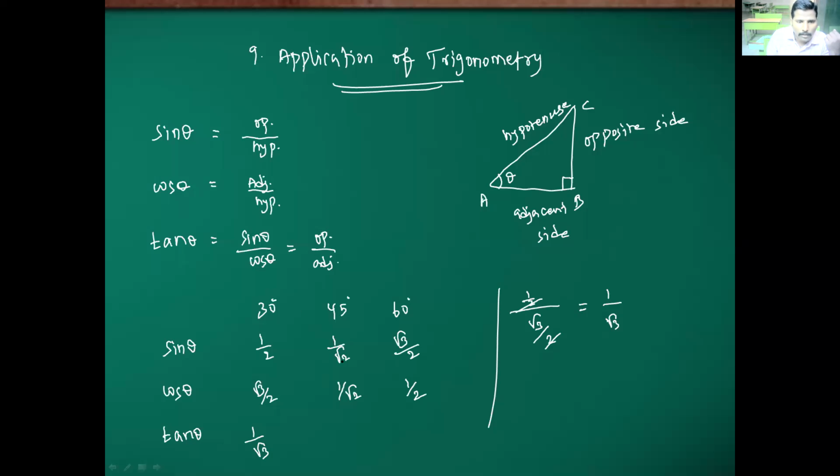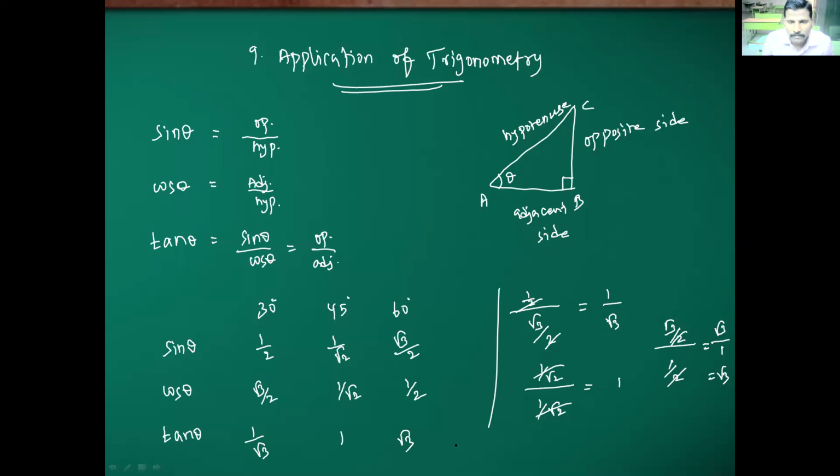So 1 by root 2 divided by 1 by root 2. Both are same, I cancel them, then 1. So I am writing here 1. Same manner for 60 degree also. Root 3 divided by 2, whole divided by 1 by 2. The 2 in the denominators cancel. In the numerator we have root 3, denominator 1, which is equal to root 3 only. So tan 60 equals root 3.